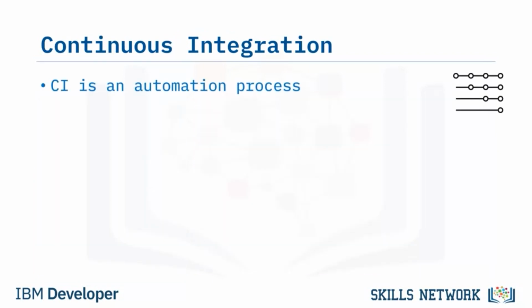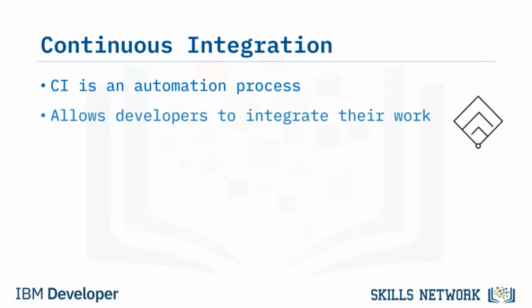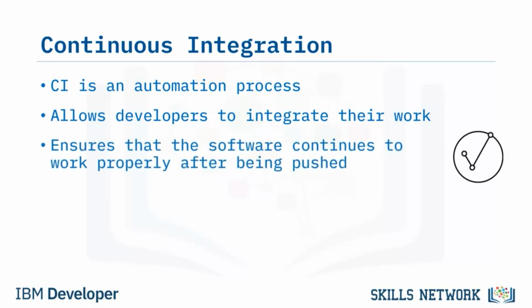Continuous integration, or CI, is an automation process that, as its name implies, enables the continuous integration of code changes back into the main code base. It allows developers to regularly integrate their work into a repository so that their changes don't drift too far from the master or main branch. When a developer pushes their work into the source code repository, it ensures that the software continues working properly by automatically running a series of tests to detect any breakage.